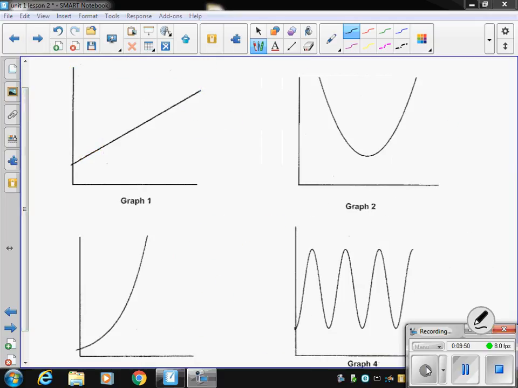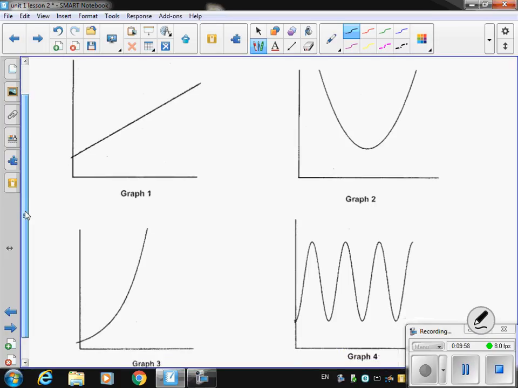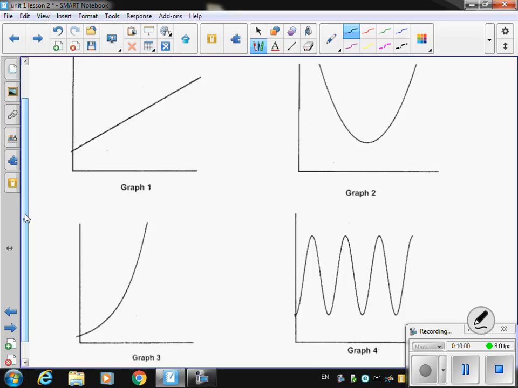4 graphs we're going to spend some time with over the course of the next few months. Graph 1, Graph 2, Graph 3, and Graph 4. Can you take a moment and decide if all 4 of them are functions or if some of them are only relations and not functions?